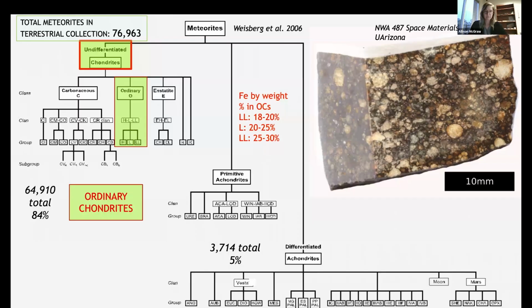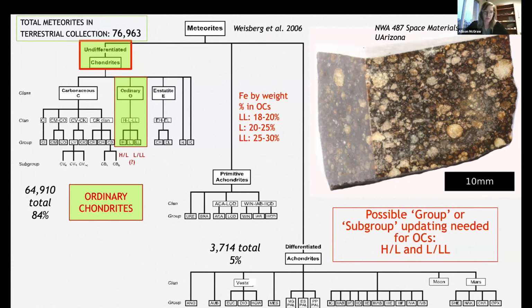Next slide, please. So the Weisberg et al. 2006 chart is a little bit of an eye chart, but of course it is the way in which we can organize the undifferentiated chondrites, primitive achondrites, and differentiated achondrites. I'm focusing on the ordinary chondrites and more particularly what I am calling the unordinary chondrites. So we're going to have 3 clicks here. So click advance one more.